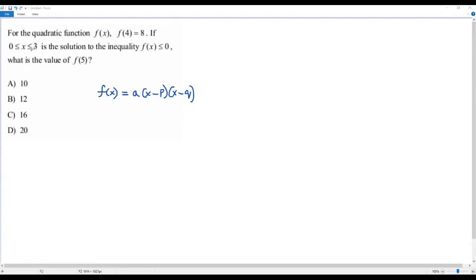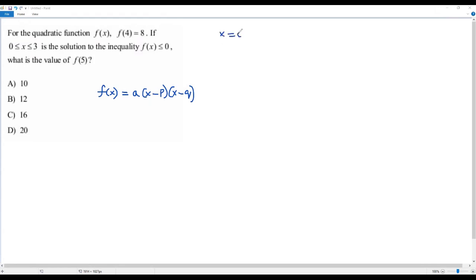That is, 0 less than or equal to x less than or equal to 3 is a solution to the inequality f of x less than or equal to 0. Since f of x is a quadratic function, this is a quadratic inequality. Whenever I solve a quadratic inequality, I'll be getting an inequality as a solution. So here we have that solution inequality. From this inequality, we can get the two zeros of the quadratic function f of x. For that, we have to consider the boundary values in this solution, 0 and 3.